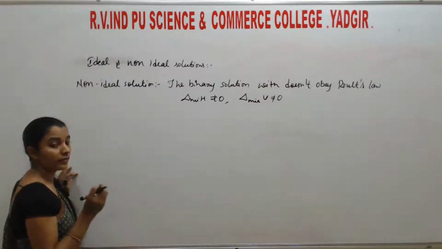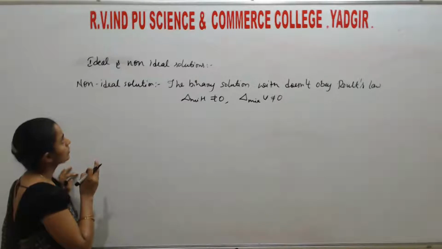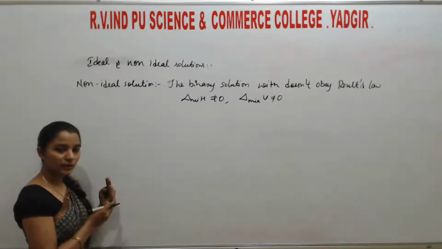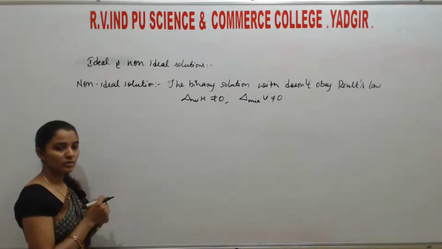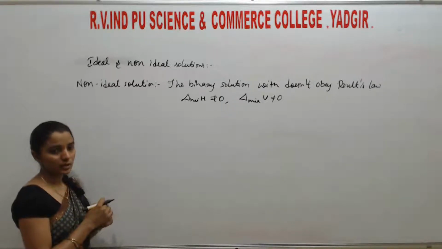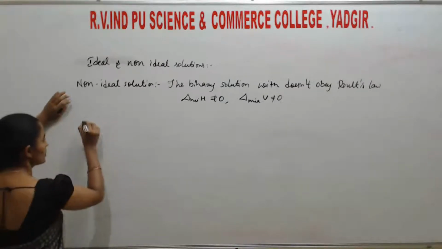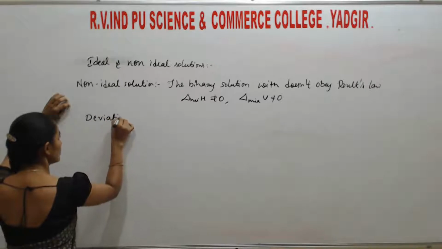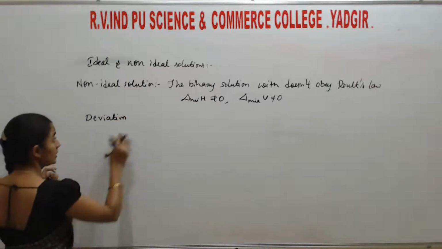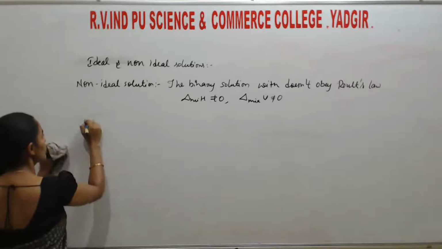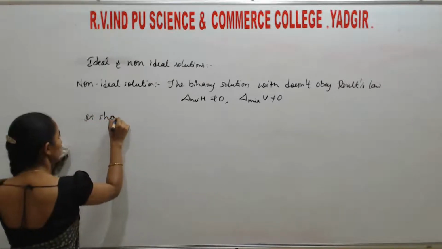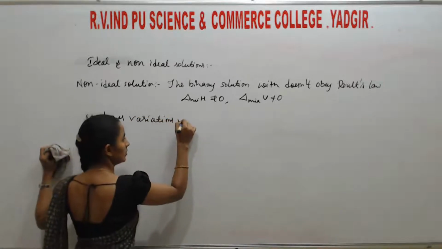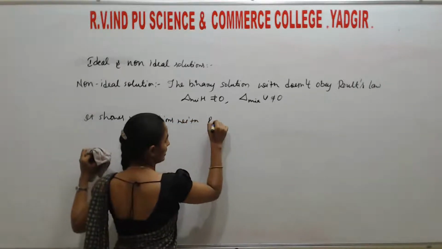As I told you, pure solvents mix with each other and form a binary solution. In the pure solvents, a different interaction is there; after the solution formation, a different interaction is there. So a non-ideal solution, which doesn't obey Raoult's law, shows variations from Raoult's law.